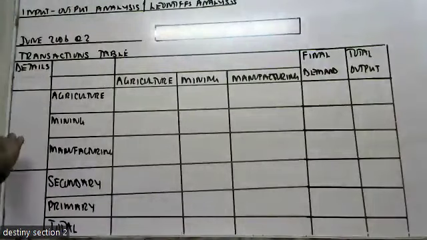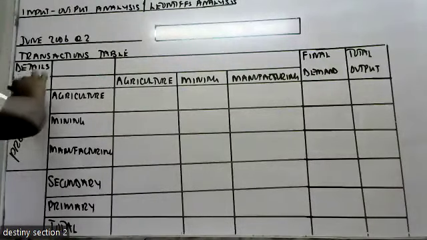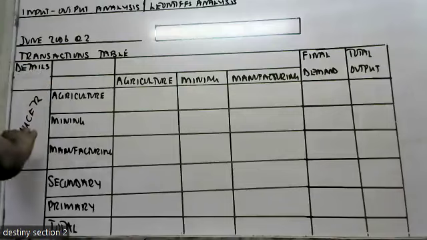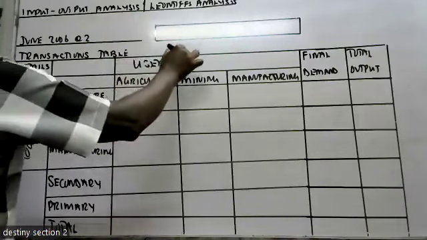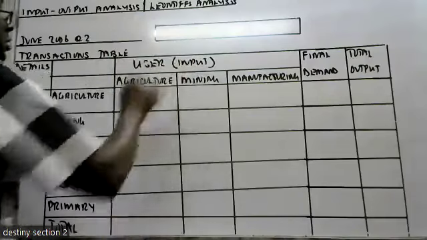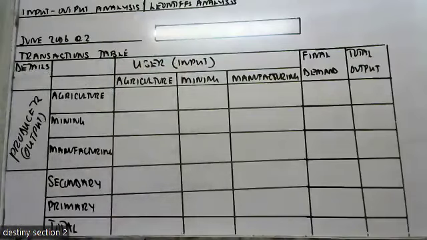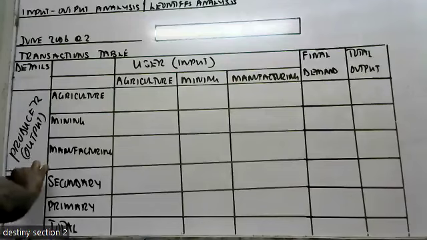So these ones, they are called producer stroke output. And these ones are called the user stroke the input. Then these ones are called inputs.